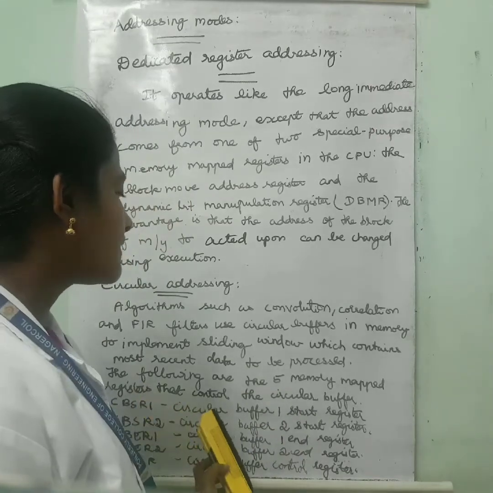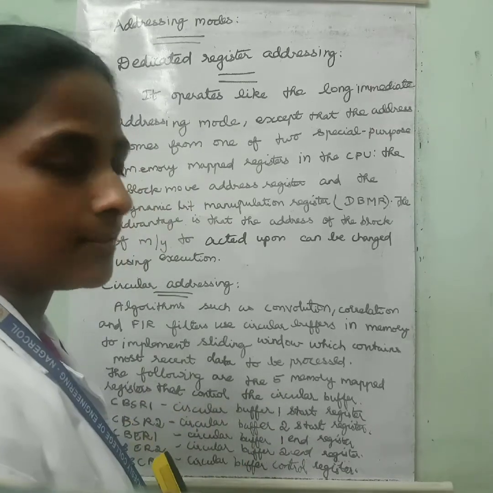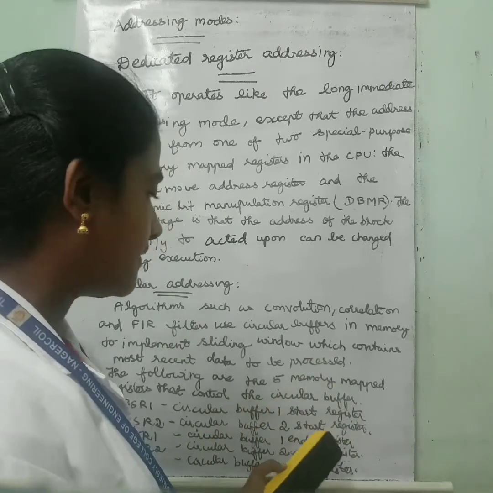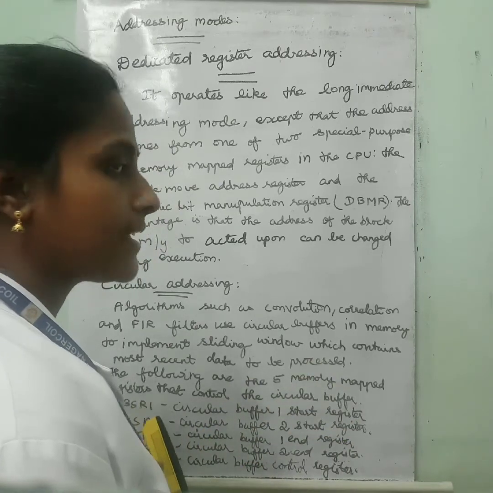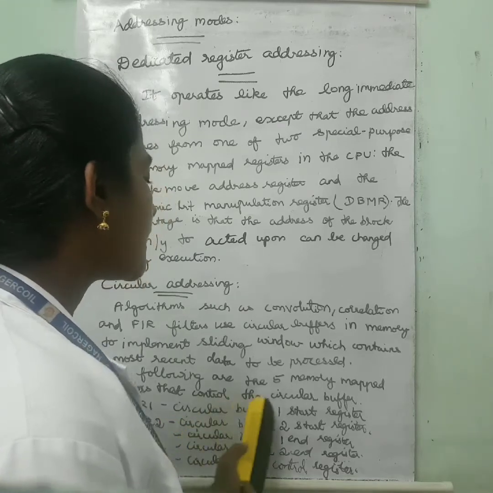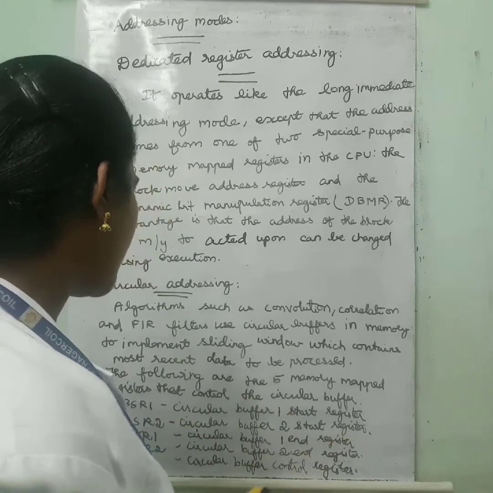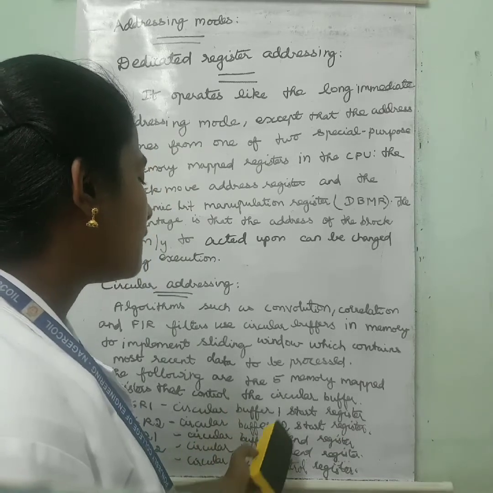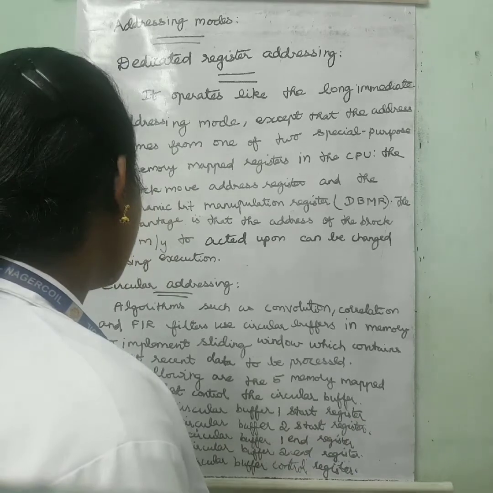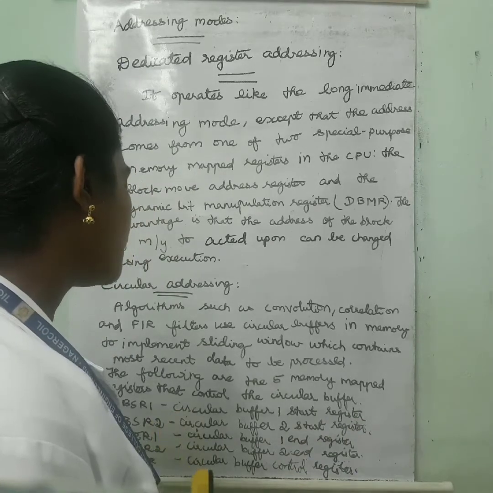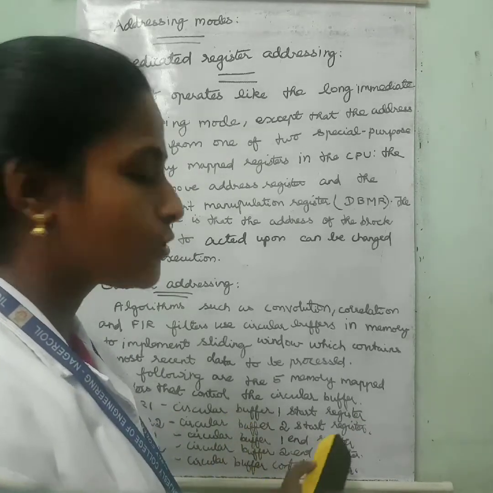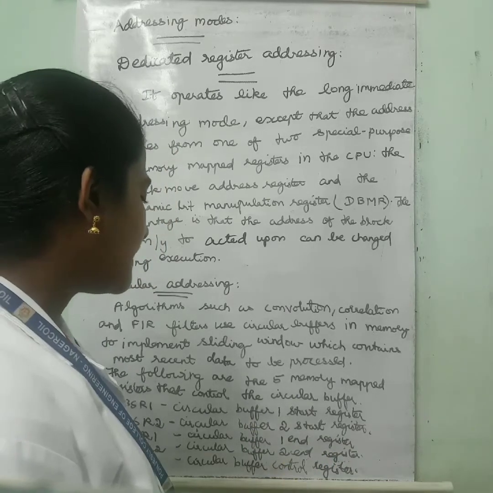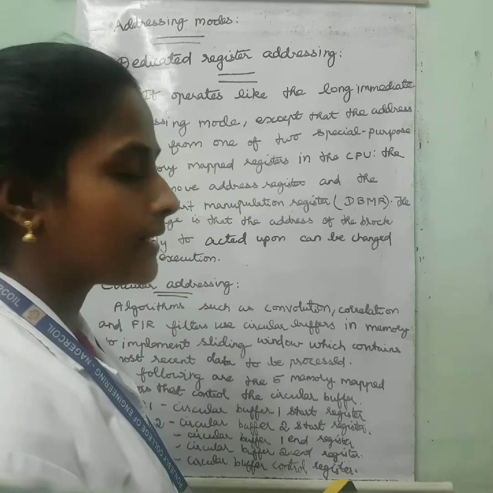The first one is CBSR1, the circular buffer 1 start register. Second one is CBSR2, circular buffer 2 start register. Third one is CBER1, circular buffer 1 end register. Fourth one is CBER2, circular buffer 2 end register. Last one is CBCR, the circular buffer control register.